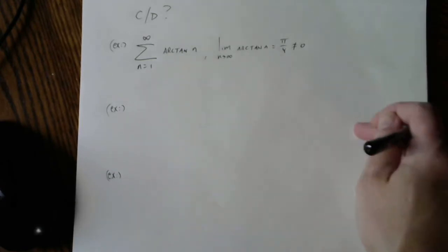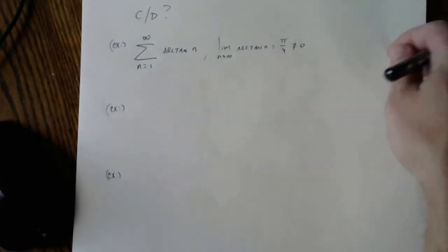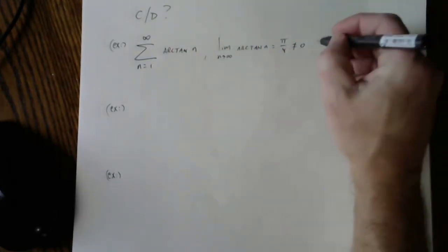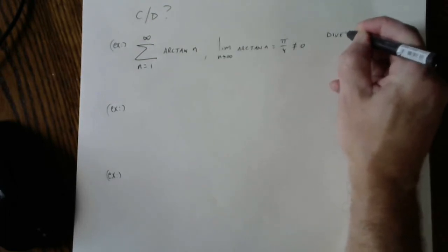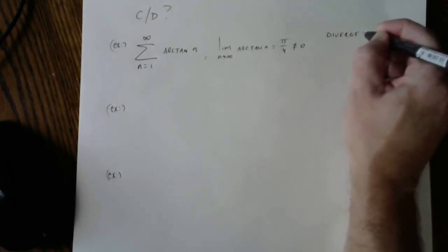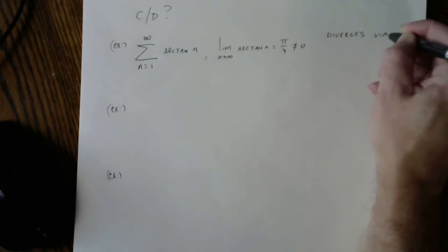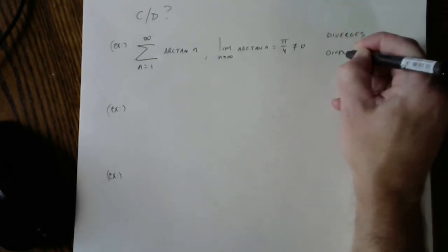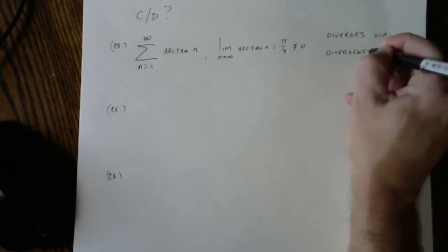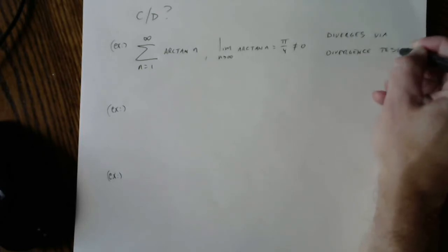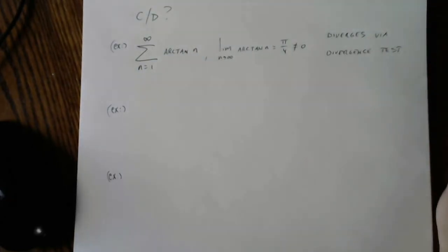So again, at the end of this summation, I'm adding pi over 4, pi over 4, pi over 4. So I just make my conclusion. Diverges via the divergence test. That's all you need. All right?